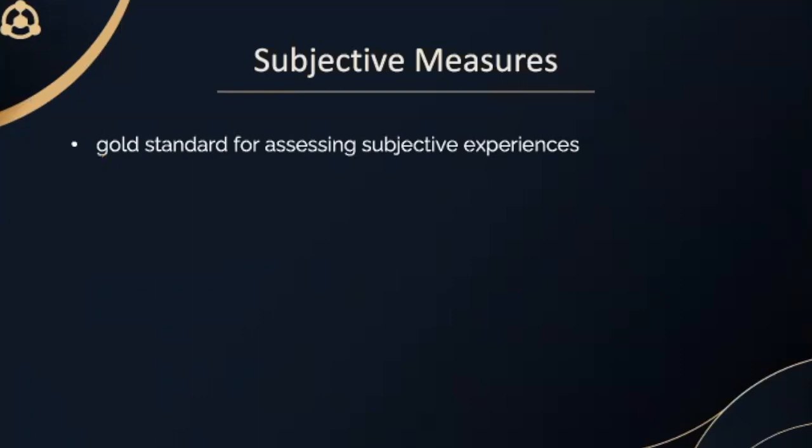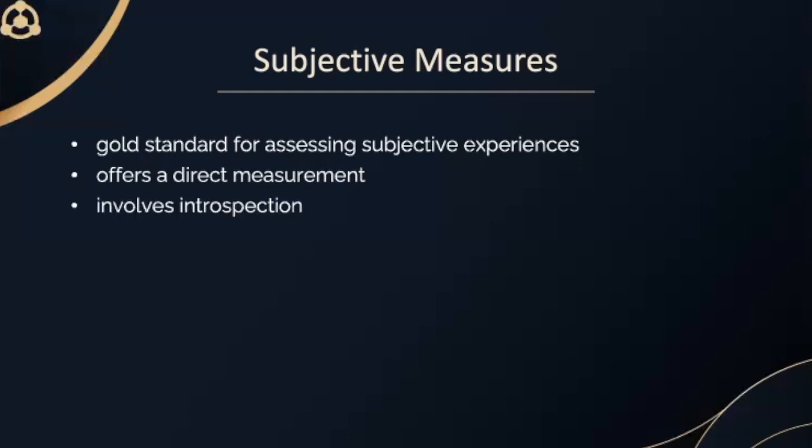Now, whereas with behavioral or neural measures, we can only infer the underlying mental process, subjective measures provide a direct measurement of one's covert phenomenological experience because it requires participants to introspect. In other words, subjective measures ask that participants attend to their own phenomenological experience.